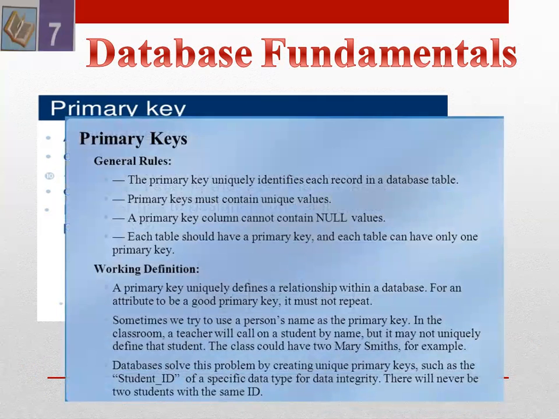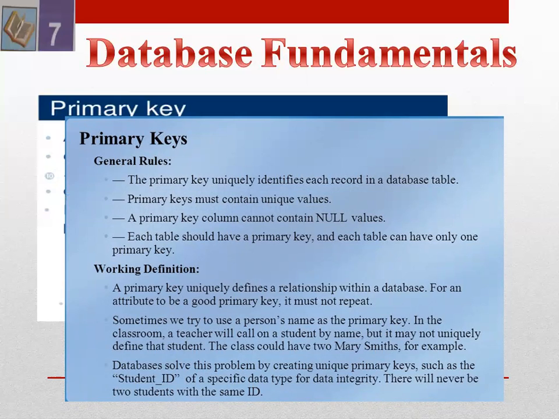Basically, each entity in a database must have a unique key field known as a primary key to identify a record. For example, the roll number of a student can be used as a primary key in a student's database since it is a unique key field. So the general rules you can follow to define primary keys are: the primary key uniquely identifies each record in a database table. A primary key must contain unique values. A primary key column cannot contain a null value. Null value means that it does not have any value.